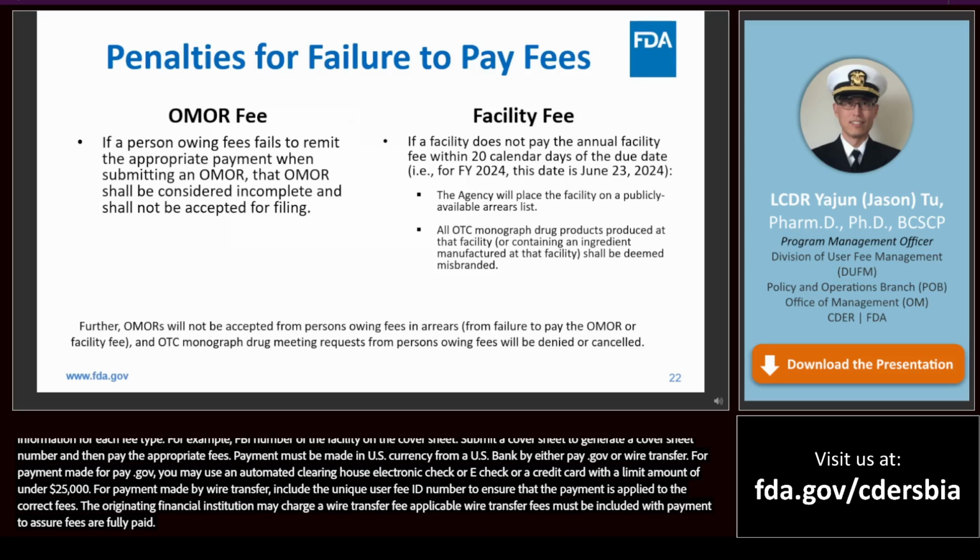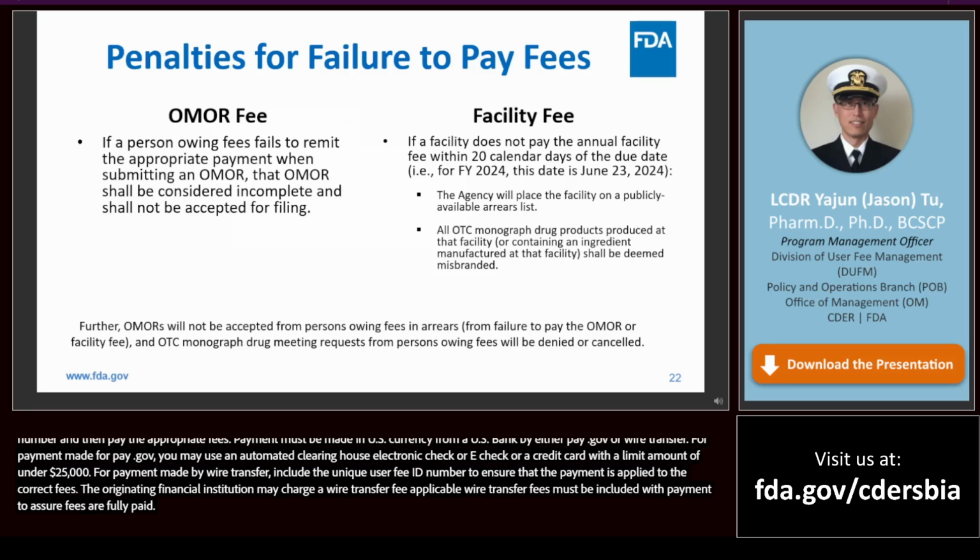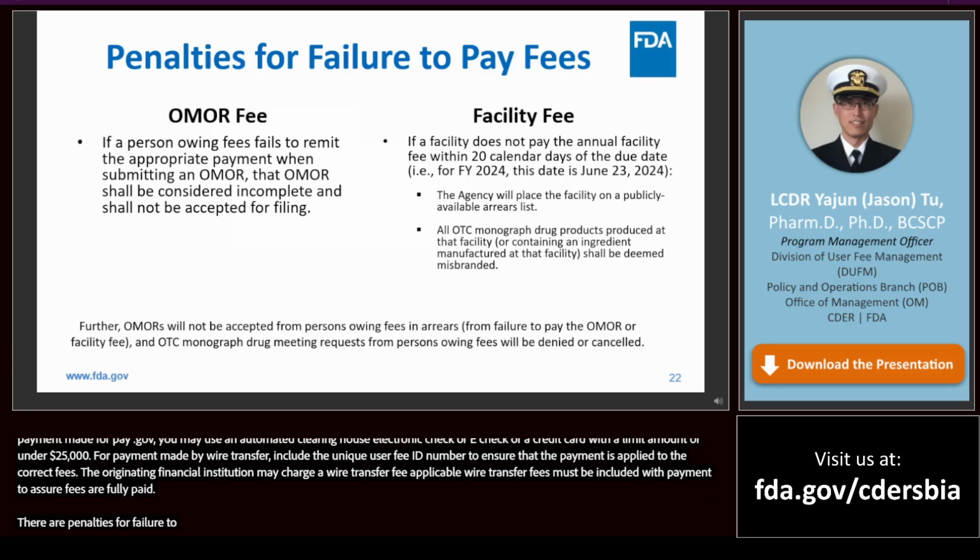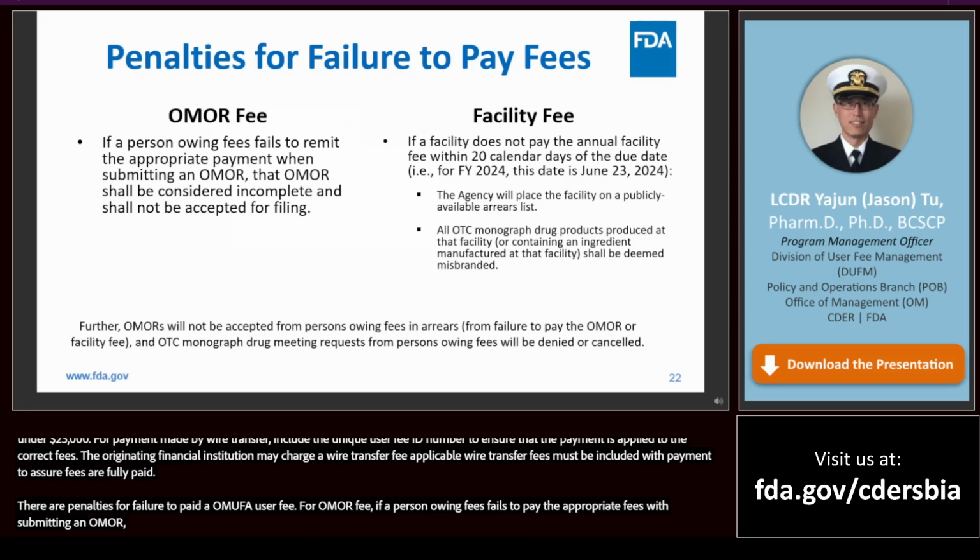There are penalties for failure to pay OMUFA user fees. For OMOR fee, if a person owing fees fails to pay the appropriate fees when submitting an OMOR, that OMOR shall be considered incomplete and shall not be accepted for filing.